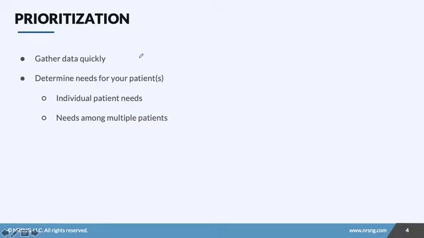So then we got to prioritize. With prioritization in nursing, we're really trying to gather data as quickly as we can, get as much data as we can as quickly as possible. We're trying to determine the needs of our patients. Now, there's two different pieces with this. We want to determine the needs of individual patients. So what are the needs of my patient in room 301? What are their needs? Okay.